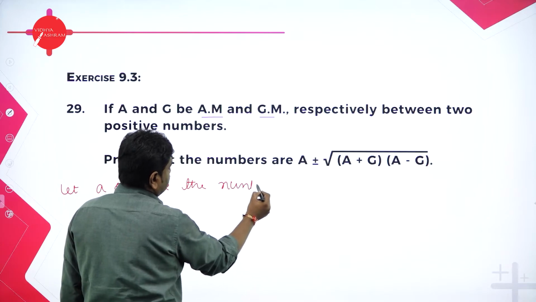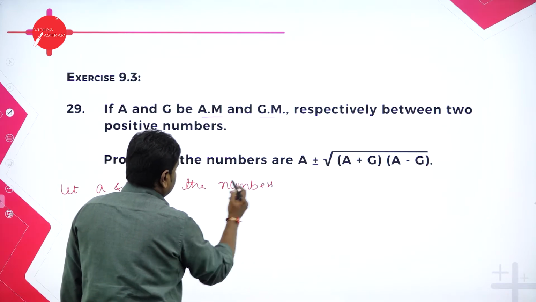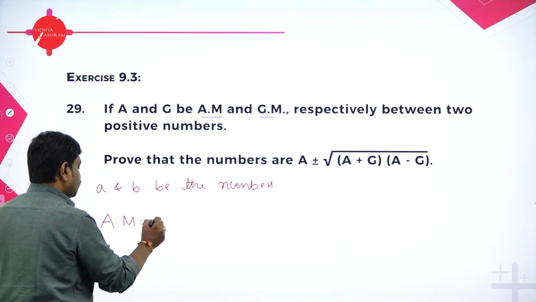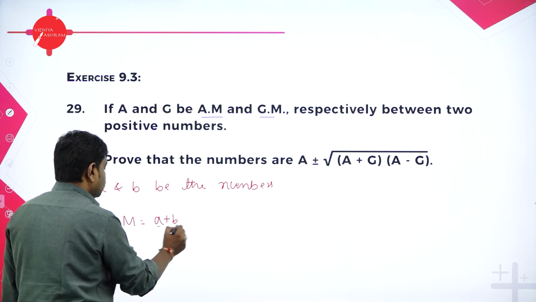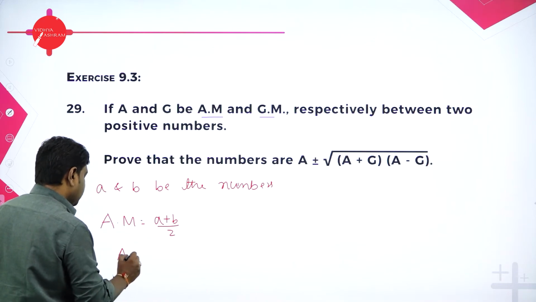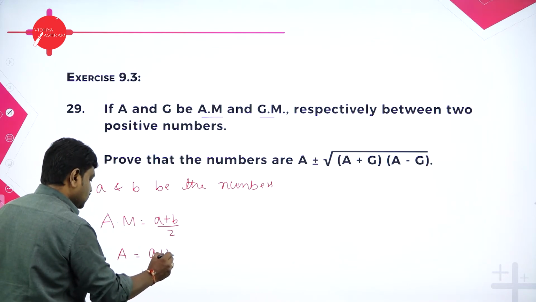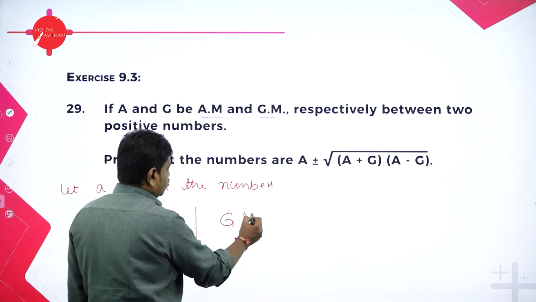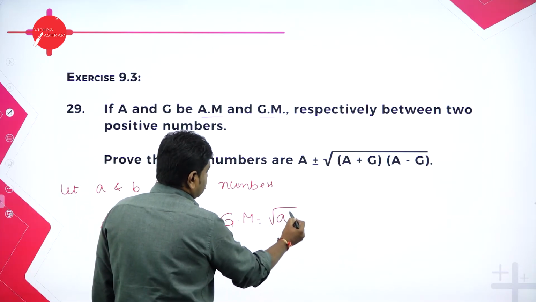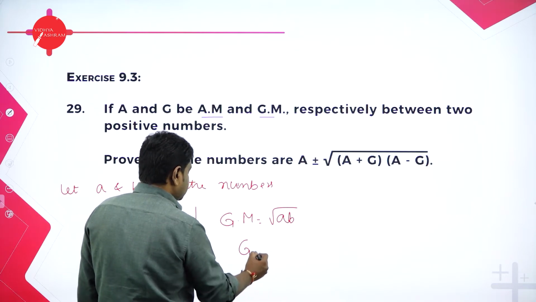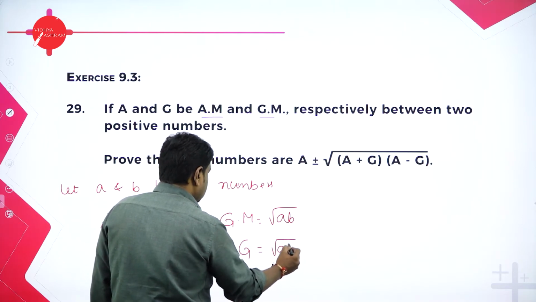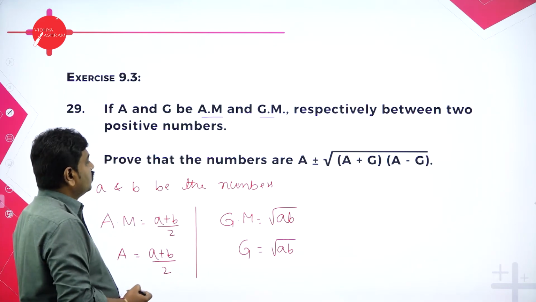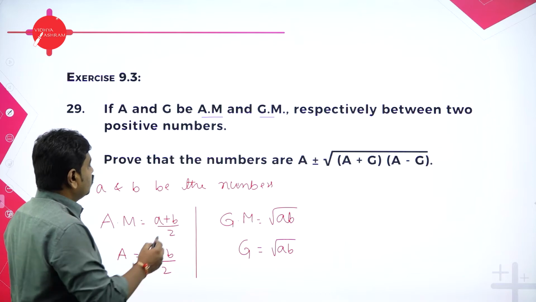Now we'll go ahead with the number values. What is arithmetic mean? All of you know arithmetic mean is (a plus b) by 2. But they told arithmetic mean is A, so instead of A, I'll write A is (a plus b) by 2. This is given. And geometric mean, I told you, is root of the two numbers ab, and they gave geometric mean as G. G is root ab. So AM is (a plus b) by 2, GM is root ab.